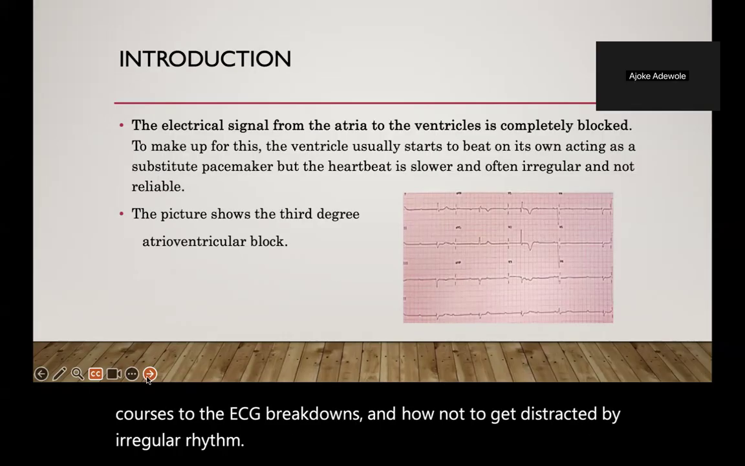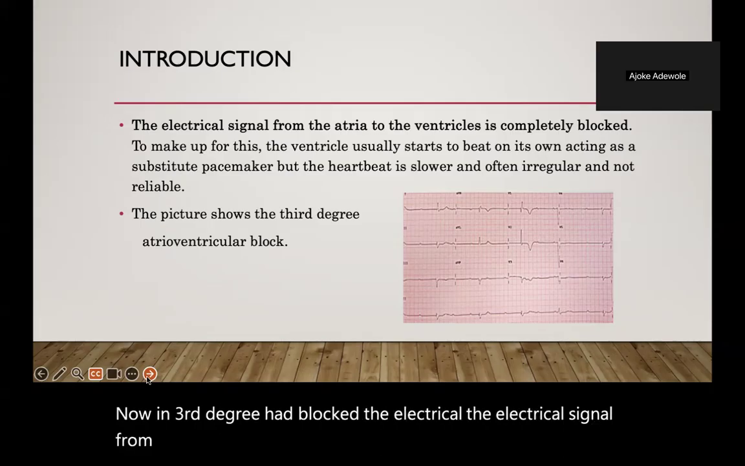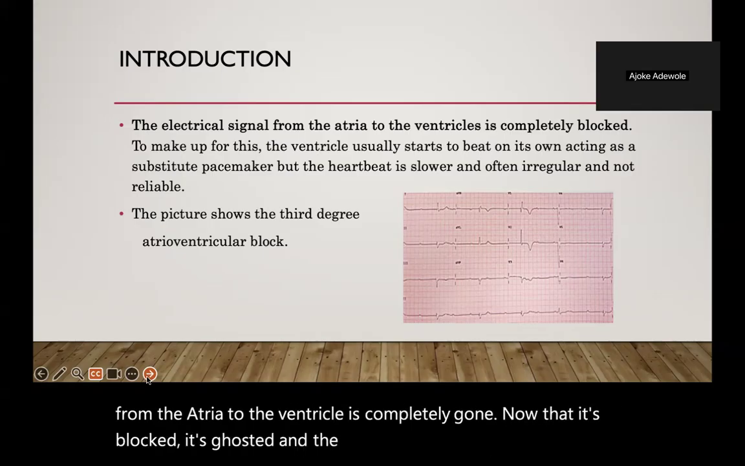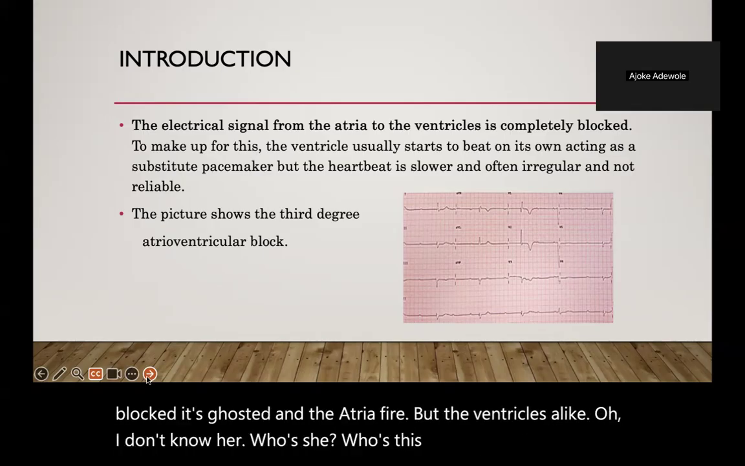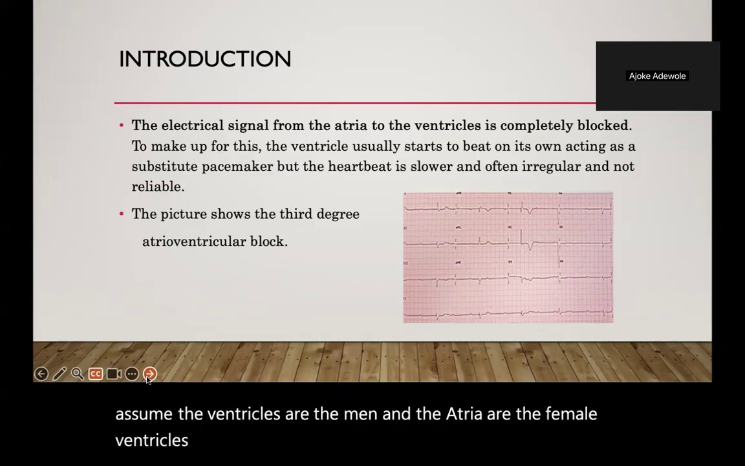Now, in third degree heart block, the electrical signal from the atria to the ventricle is completely gone. Nada, it's blocked, it's ghosted, and the atria fire, but the ventricles are like, oh, I don't know her. Who's she? Who's this person? So let's assume the ventricles are the men and the atria are the female. The ventricles are, sorry, I'm not in sync with her. I don't know who she is.